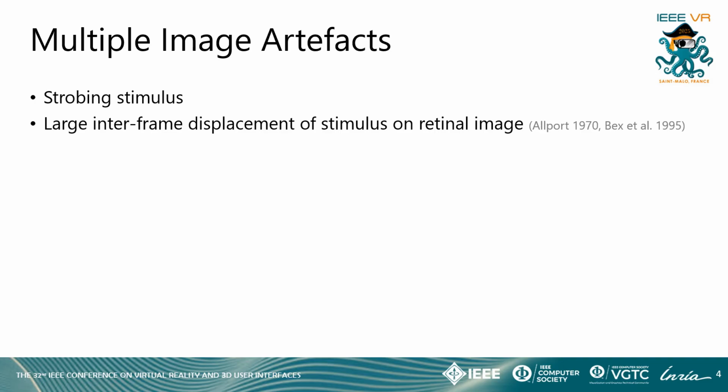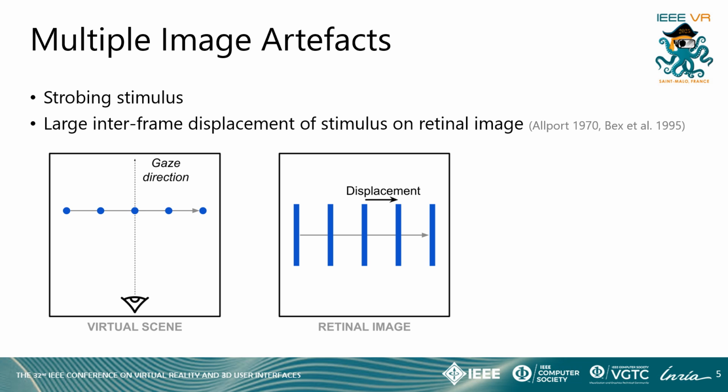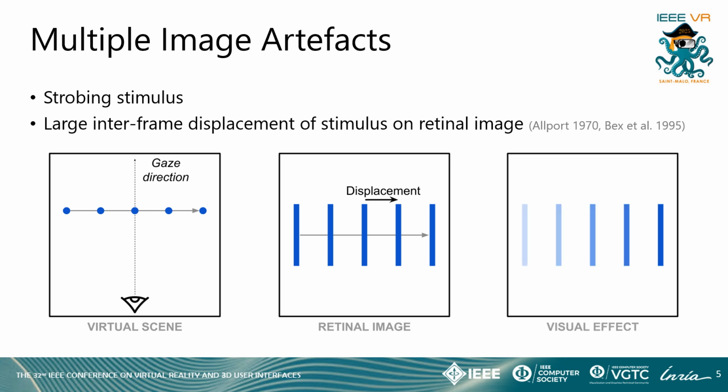These motion artifacts are known as multiple image artifacts. They occur when a strobing stimulus moves in relation to the eye, meaning that consecutive appearances of the stimulus on the retinal image are separated by a displacement that exceeds a fixed threshold. Instead of perceiving smooth motion, viewers perceive multiple copies of the stimulus.